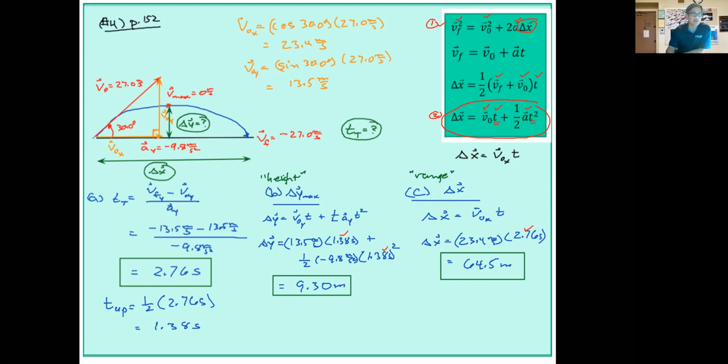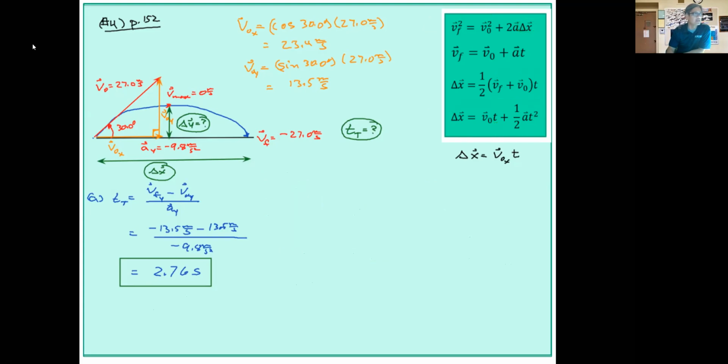Let me go ahead and save that. Let me clear that out. And what I'd like to do now is talk about one more type of motion here. Okay, there it is. I want to talk about one more type of motion, and it is projectile motion.